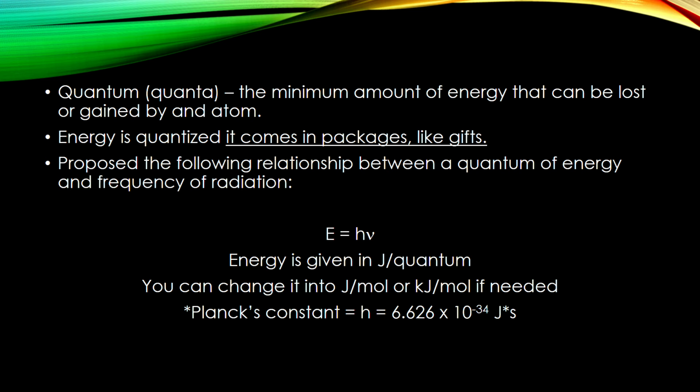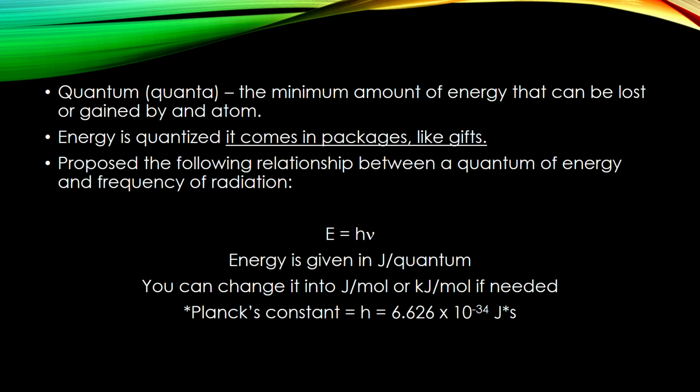So he proposed the following relationship between a quantum of energy and the frequency of radiation. The energy is given in joules per quantum, but again, you can change that into joules per mole or kilojoules per mole if you need to. h is what we call Planck's constant, and you can see that there. That is also in your reference folder, along with the earlier equation that we did and this one. And then nu here is our frequency that we used before.